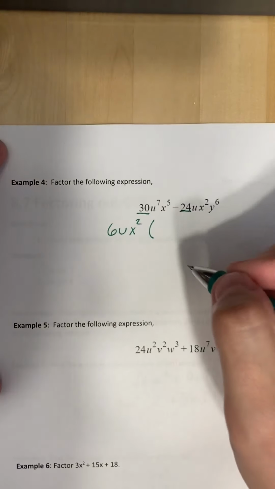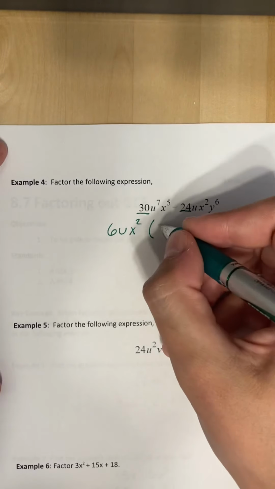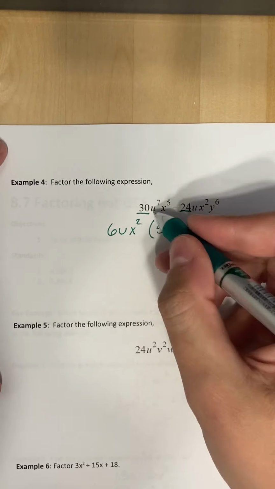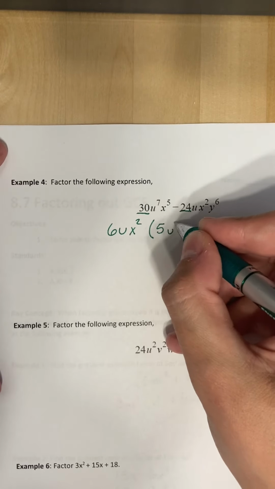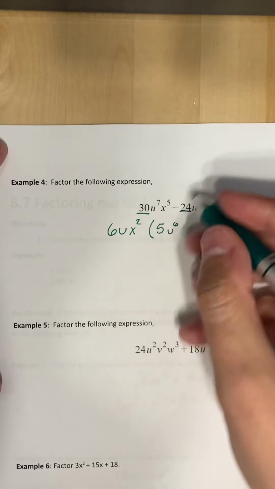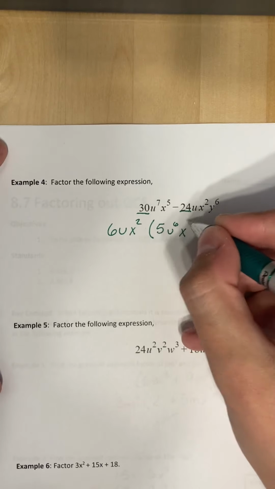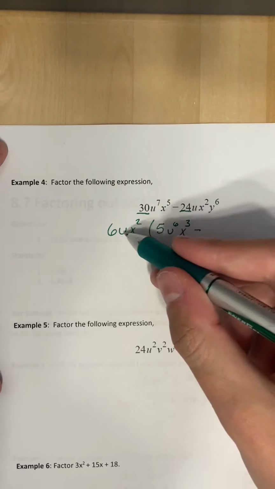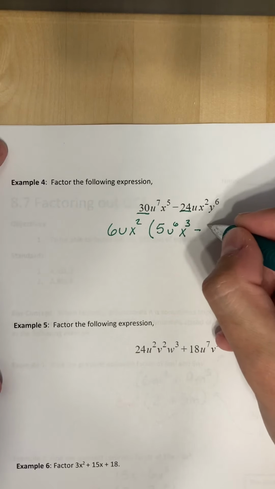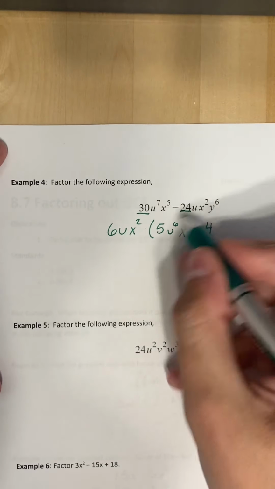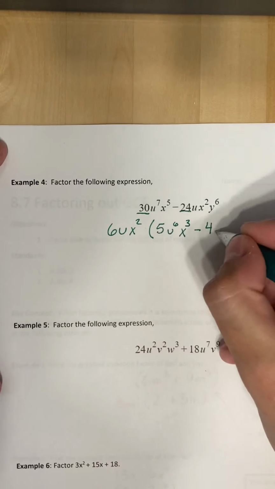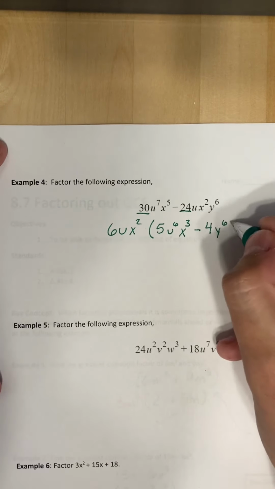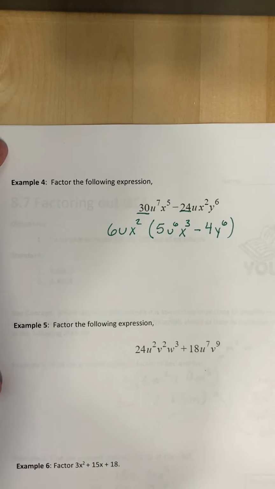30 divided by 6 is going to give me 5. How many u's did I take out? Just 1, so this would be u to the 6th now. How many x's? 2, so this would be x cubed, minus 24 divided by 6 is going to give me 4. I took out the u, I took out the x squared, all I have left is y to the 6th. That's it.